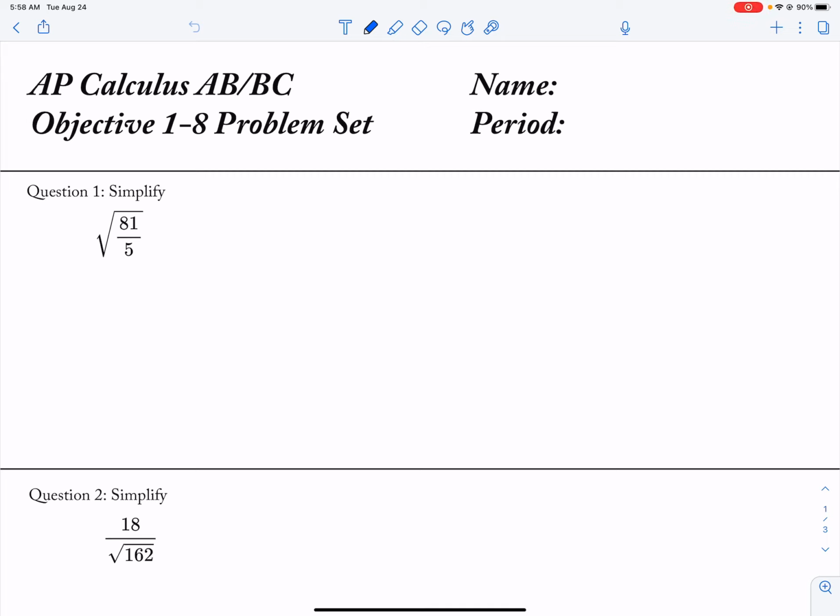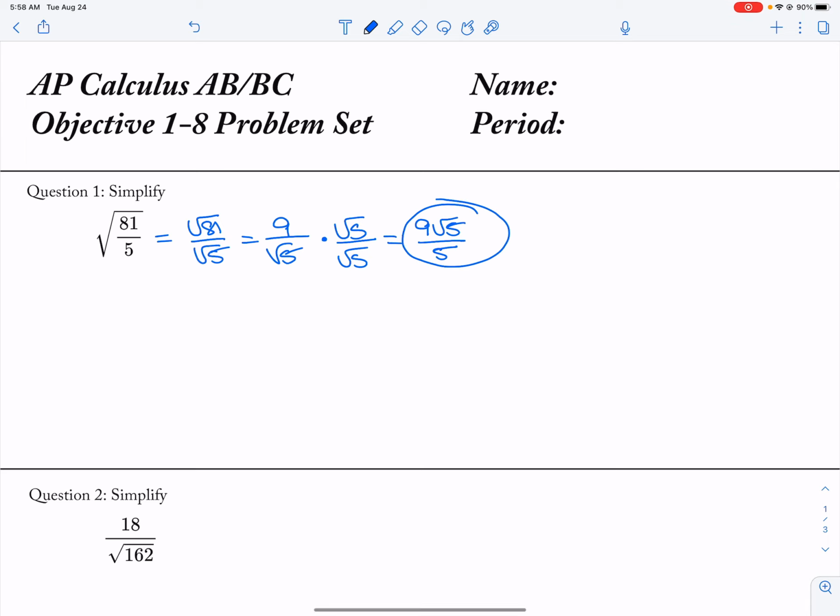All right, so let's go ahead and take a look at simplifying some roots. So this is the same thing as the square root of 81 over the square root of 5, which is 9 over the square root of 5, and then we'll rationalize the denominator. And so we get 9 root 5 over 5.